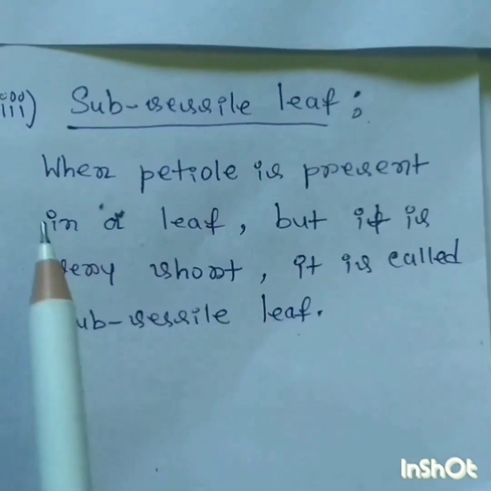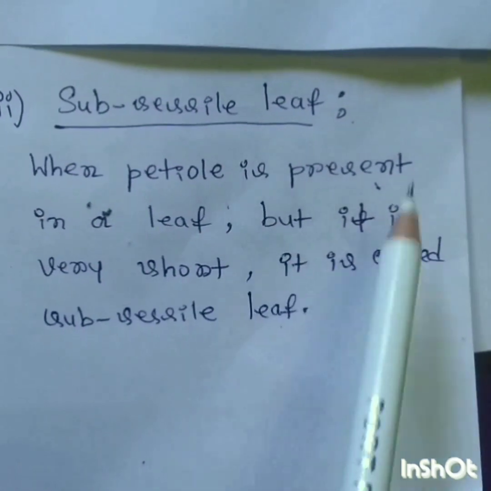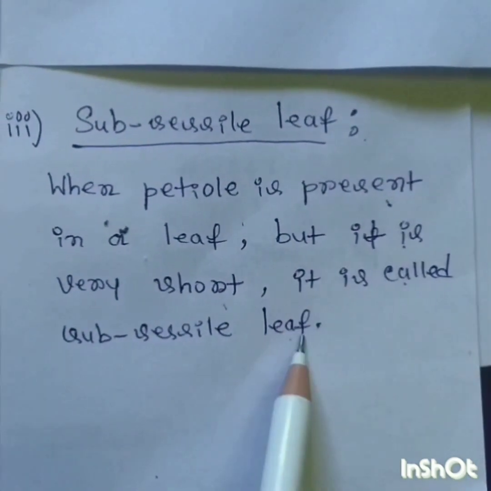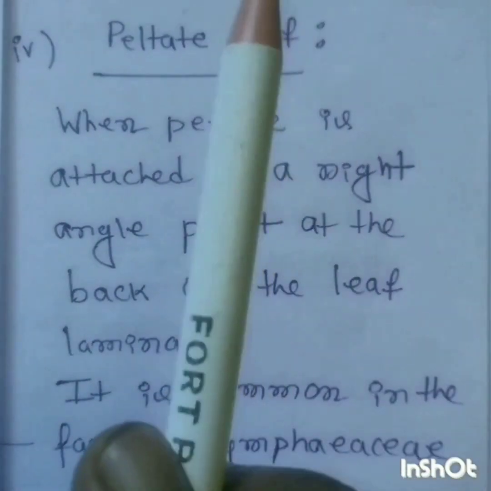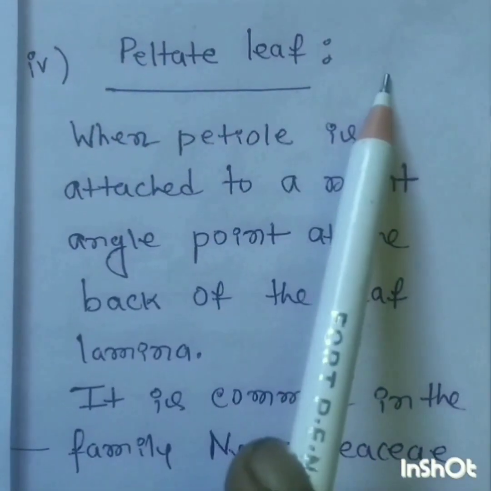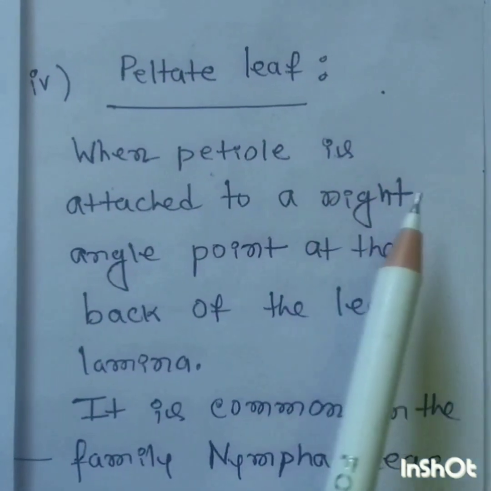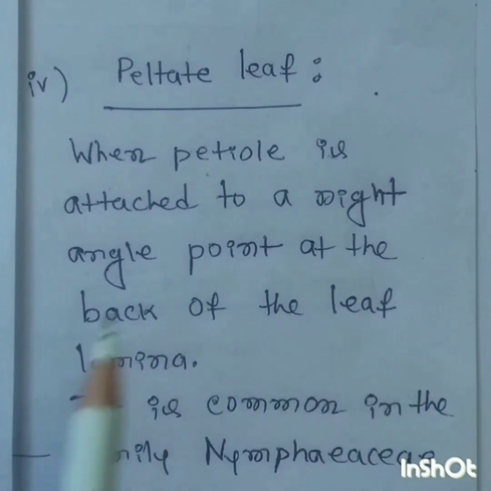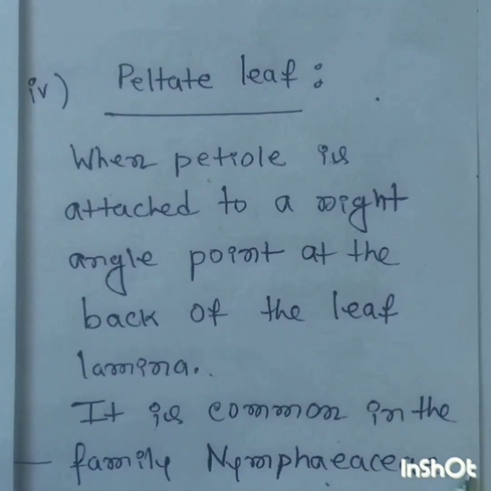Subsessile leaf. When petiole is present in a leaf but it is very short, it is called subsessile leaf. Peltate leaf. When petiole is attached at a right angle point at the back of the leaf lamina. It is common in the family Nymphaeaceae.